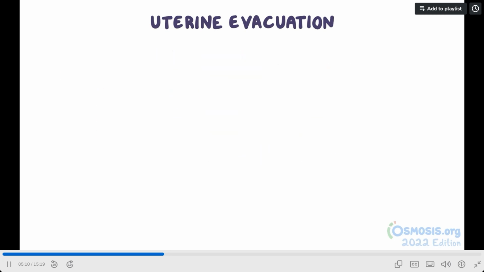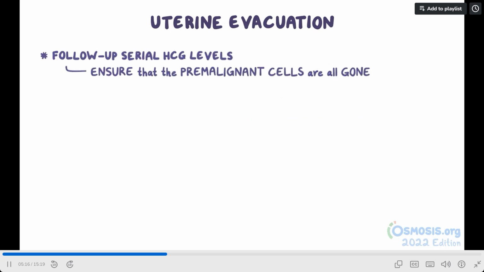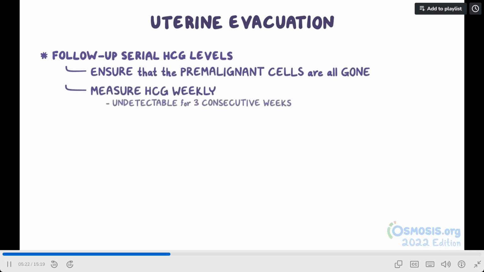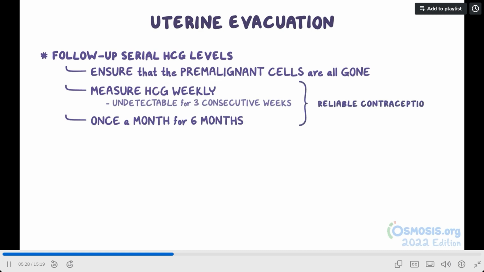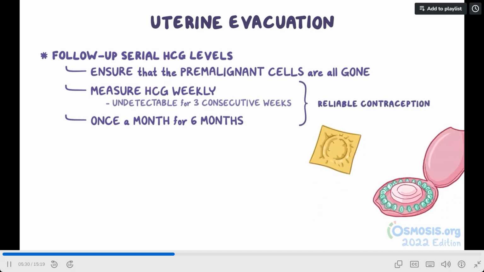After uterine evacuation, it's important to get follow-up serial HCG levels to ensure that the pre-malignant cells are gone. The typical approach is to measure serum HCG weekly until it's undetectable for 3 consecutive weeks, and then once a month for 6 months. This should be done while the female is on reliable contraception, like the barrier method or oral contraception.